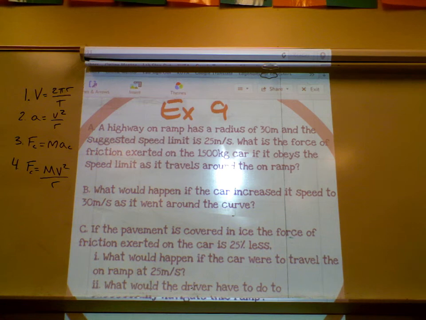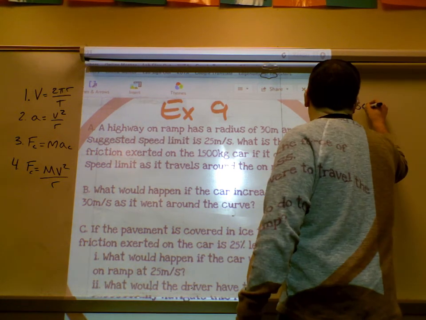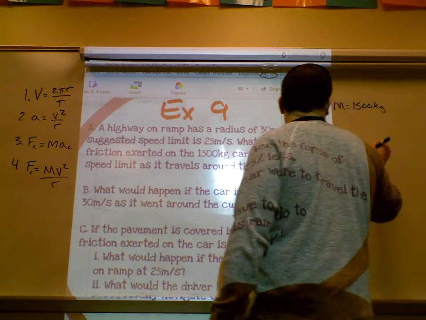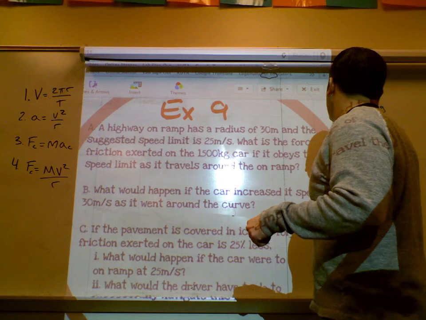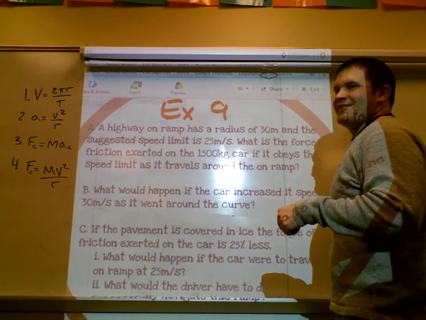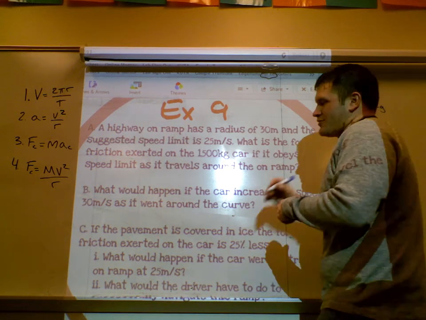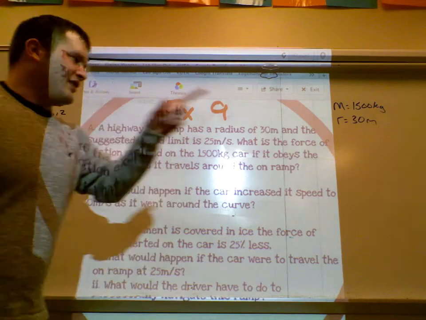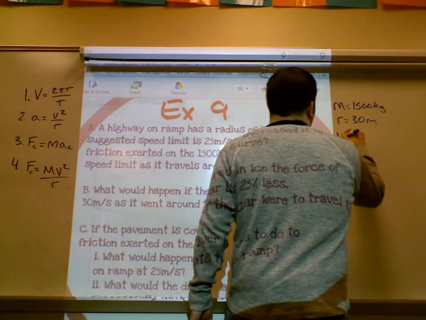Let's make our list. Mass. What's mass? 1,500. Good, what else? Radius, good. What's the radius, Maria? Not 10. 30, right? Okay, what else do we know? Velocity. What's velocity, Kim? 25. So, how do we find the force?